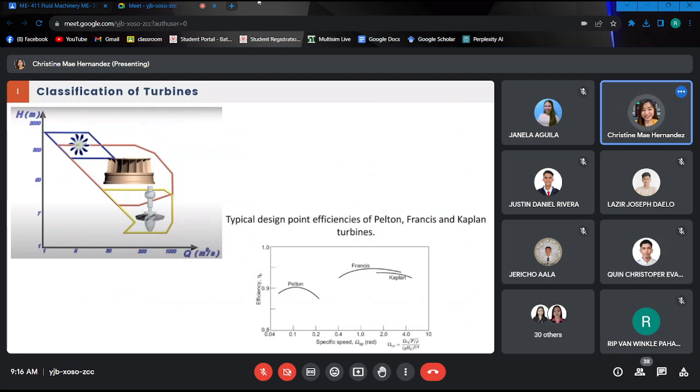Okay, so for classification of turbines, makikita nyo dito sa graph. So, sa y-axis, siya ay head in meters and sa x-axis is yung ating flow rate. So, yun yung diniscuss ko kanina na yung nasa color blue, Pelton siya. And yung nasa color red, si Francis. And yung nasa yellow is si Kaplan. So, makikita nyo pag high head siya, pero yung kanyang flow rate is low, si Pelton siya. Pag medium head and medium flow rate, si Francis. And yung ating low head and high flow rate siya ay si Kaplan.